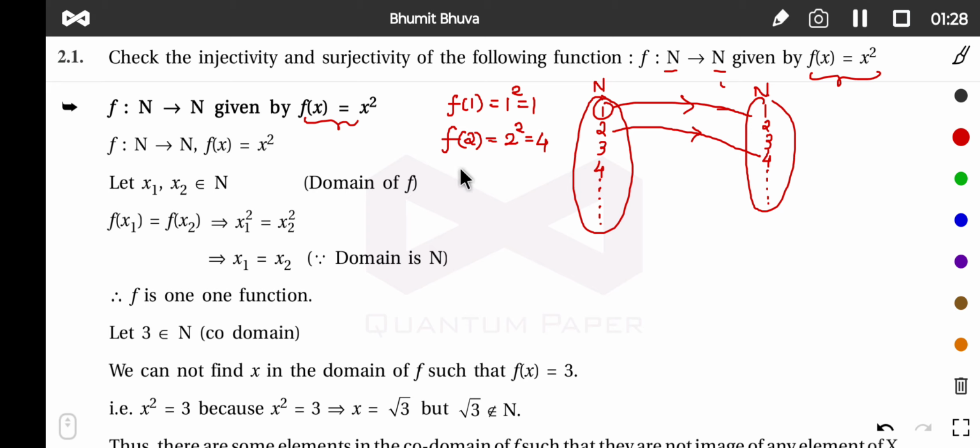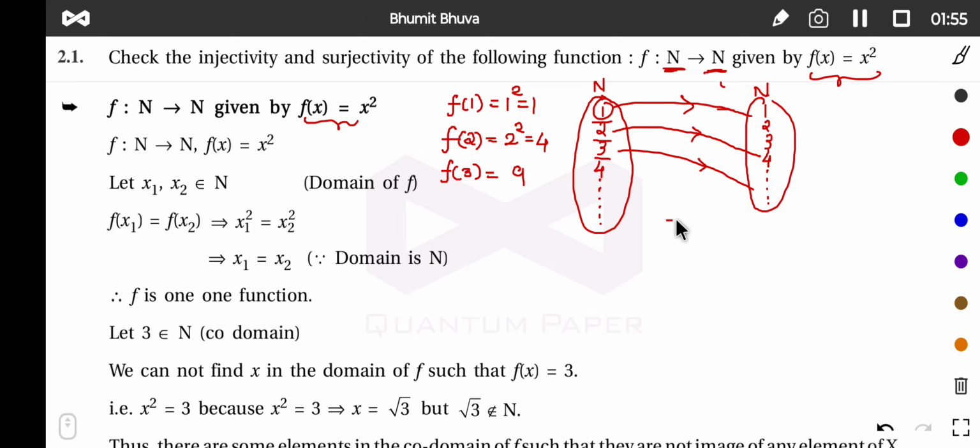Okay. Similarly, if we continue in this manner, f of 3 will be 3 square, that will be 9. So 3 is mapping to 9. That means if you take any element from the domain, they are mapping to different numbers in the codomain. That means the image of every number is unique. So we can say this function from natural numbers to natural numbers is one-one. But how to prove that mathematically?